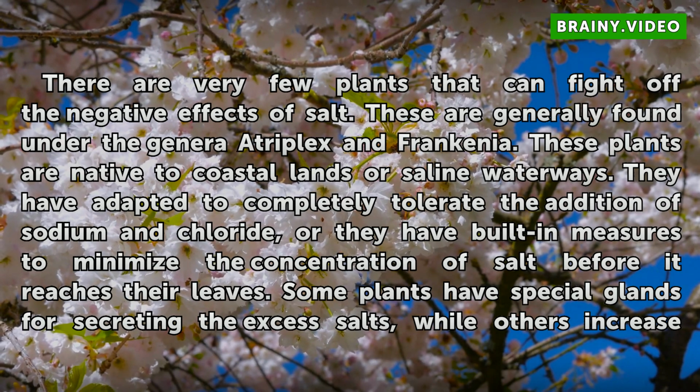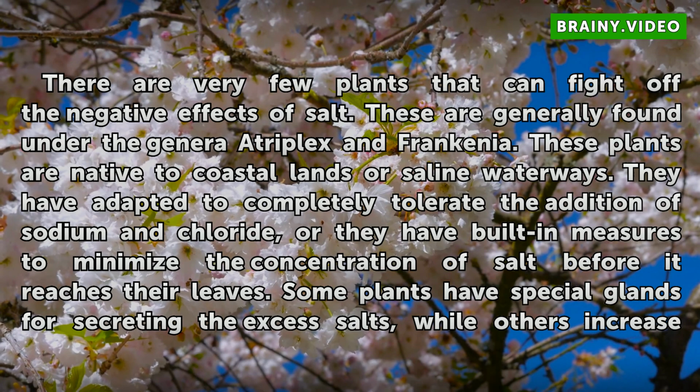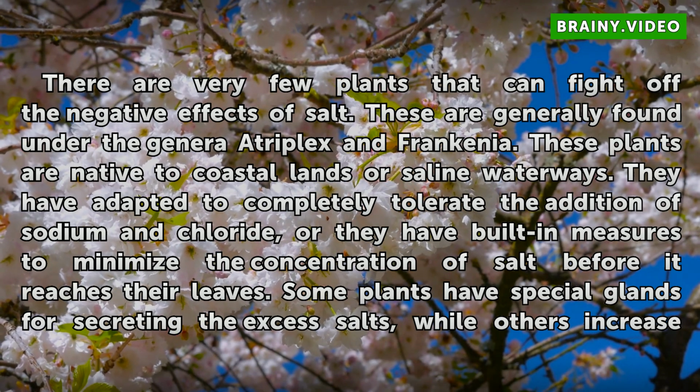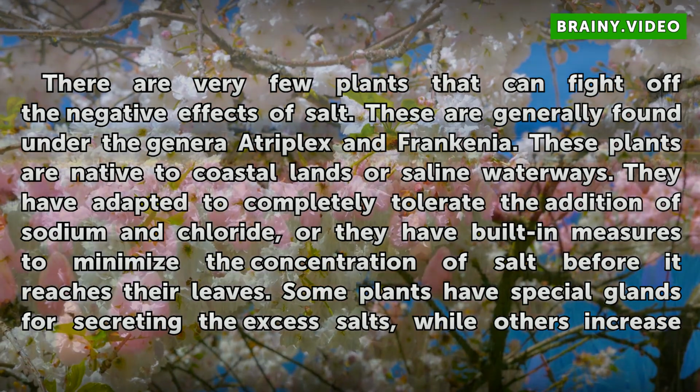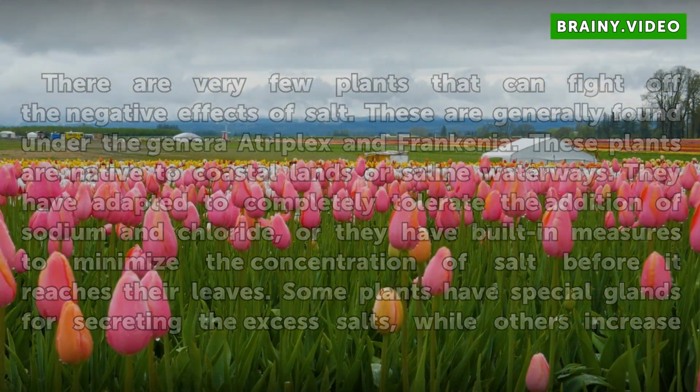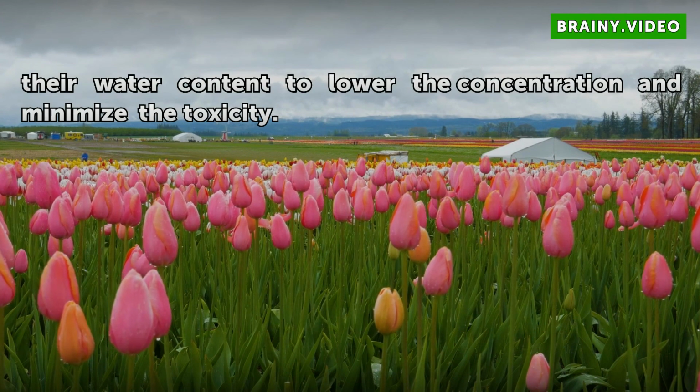They have adapted to completely tolerate the addition of sodium and chloride, or they have built-in measures to minimize the concentration of salt before it reaches their leaves. Some plants have special glands for secreting the excess salts, while others increase their water content to lower the concentration and minimize the toxicity.